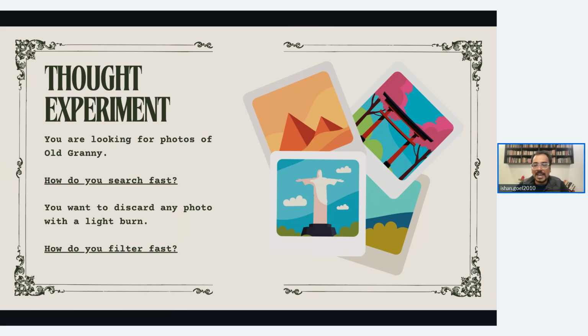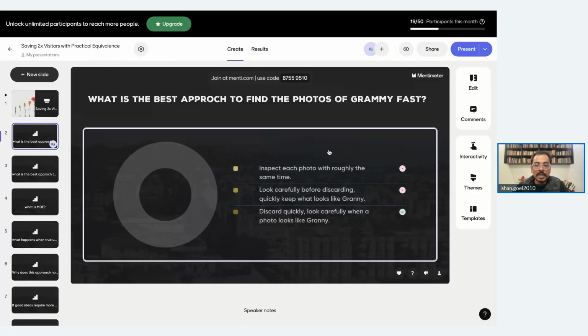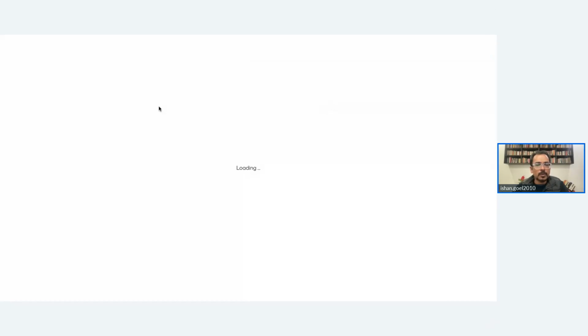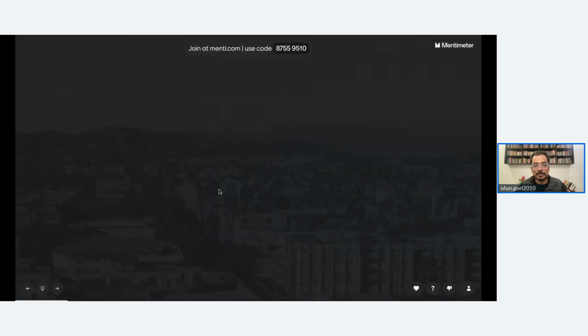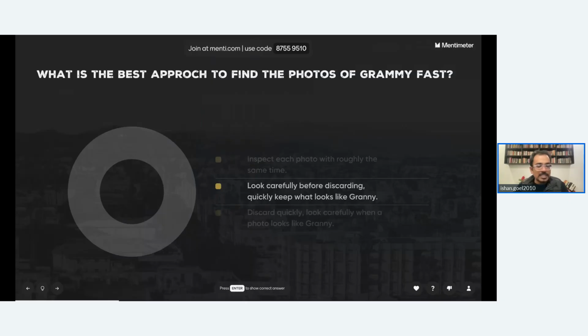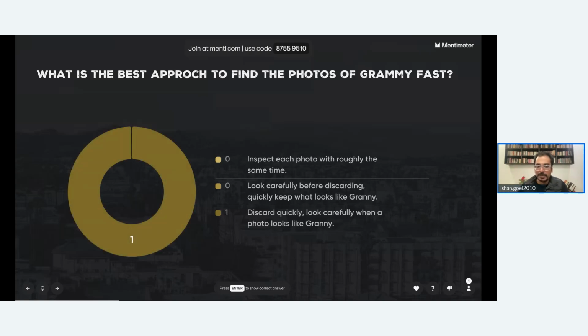So that's the question. I'll present my screen. This is the first question that I have for all of you. I request you all to take a jab at this question. There are three options. The first is that you are looking at all photos with roughly the same amount of time spent. You're picking a photo, observing it, then keeping it aside. You're picking a photo, then keeping it aside.